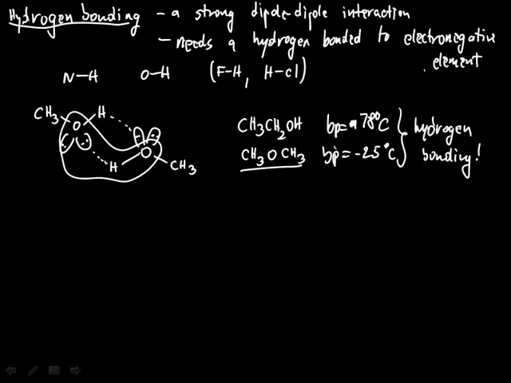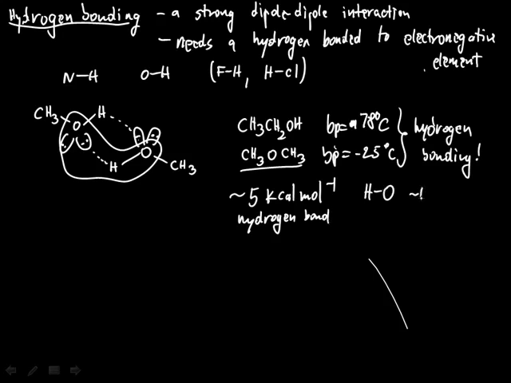The strength of this bond is much smaller than a covalent bond, but it's still significant. So this is the hydrogen bond. It's about 5 kcal per mole. But if you just look at a normal covalent hydrogen-oxygen bond, this is about 100 kcal per mole. So it's about 20 times stronger. But still, the hydrogen bond is not negligible.